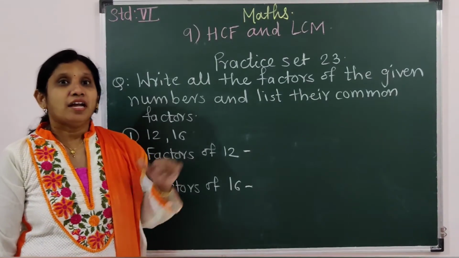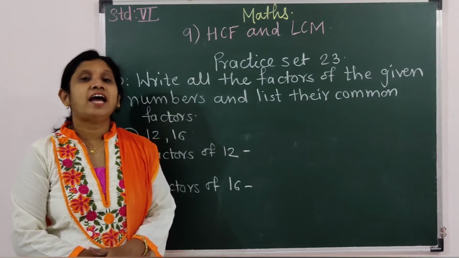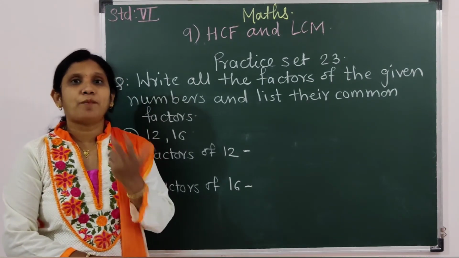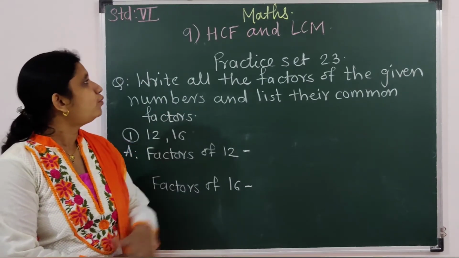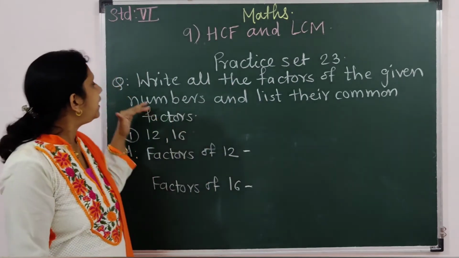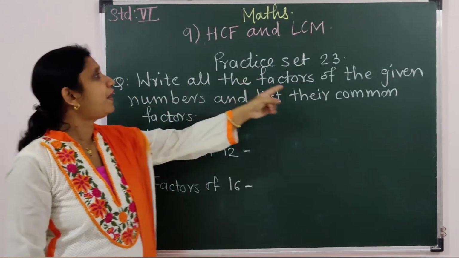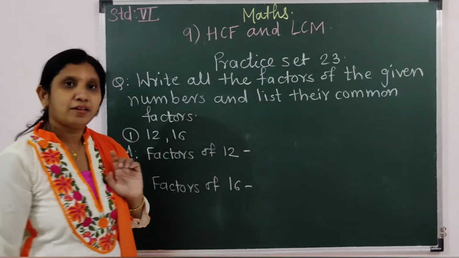Students, now in that revision we have studied how to find out factors and how to find out from that common factors of two given numbers. So based on this we have to study practice set 23. So let's see the question. Write all the factors of the given numbers and list their common factors.